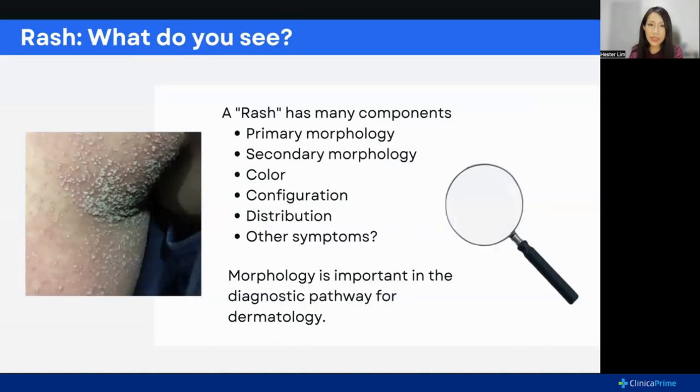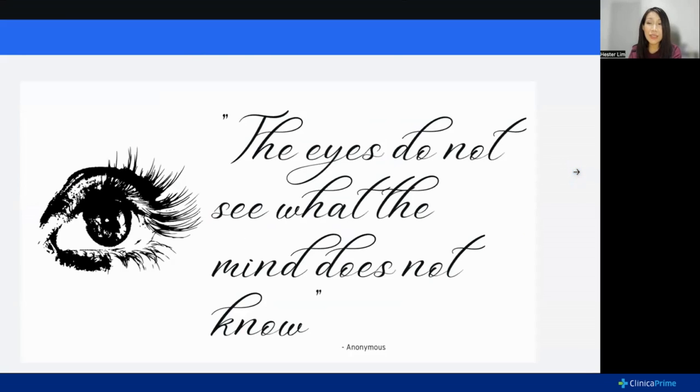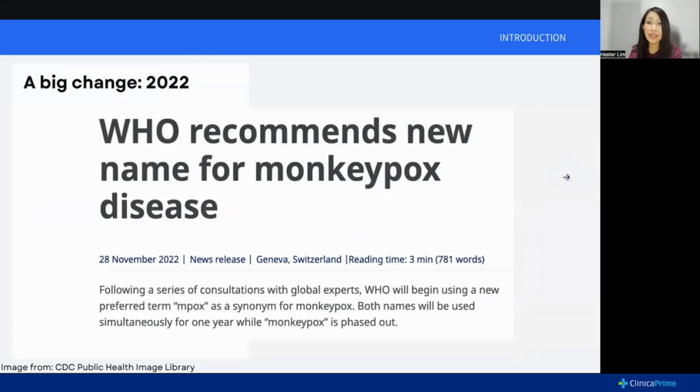Now, to a dermatologist, a rash can be broken down into many different components. We look at the primary morphology. Is it a papule? Is it a macule? Is it a plaque? We look at secondary morphology. We look at color, configuration, the distribution, and other symptoms of the patient. So morphology is very, very important in the diagnostic pathway for dermatology. And I will be emphasizing it a lot in the diagnostic pathway for recognizing conditions like Mpox. Of course, the eyes do not see what the mind does not know. So let's talk a little bit about Mpox as a condition.